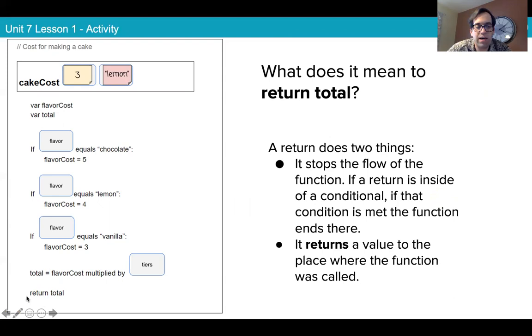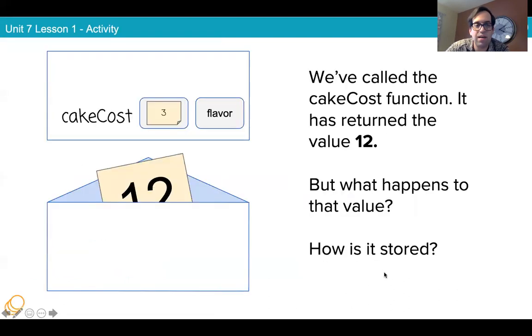And now we're going to investigate that last line where it said return total. Question is, what does it mean to return total? A return does 2 things. It stops the flow of the function. If a return is inside of a conditional, if that condition is met, the function ends there. And return returns a value to the place where the function was called. All right, so I will show you exactly what that means.